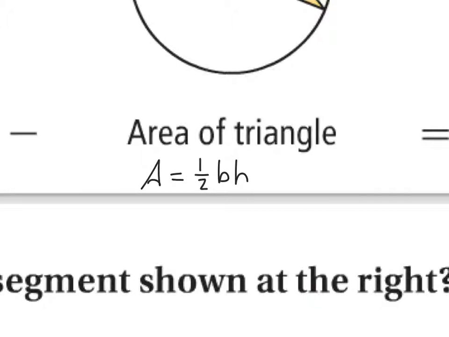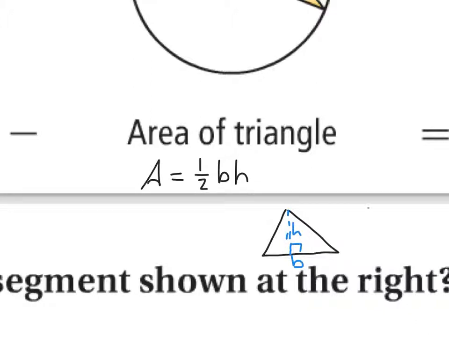Okay? 1/2 times the base times the height. And please remember that base and height are always going to be perpendicular to each other. They're always going to be 90 degrees to each other. So for example, if I have a triangle like this, if I want to call this part my base, that means going perpendicular to that part right there must be my height.